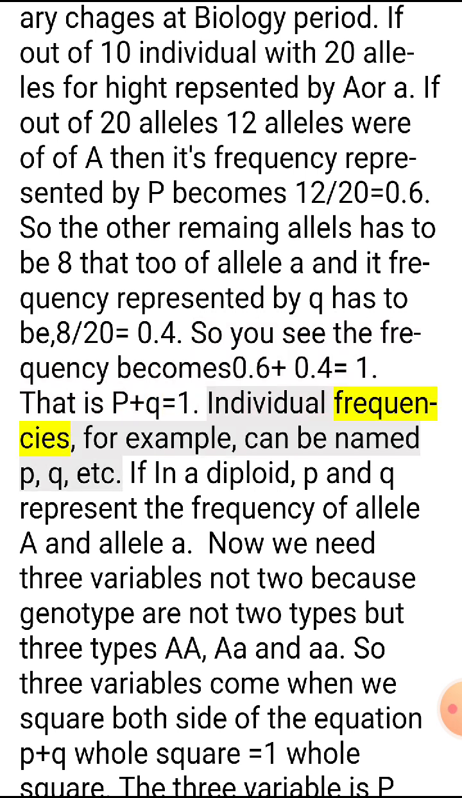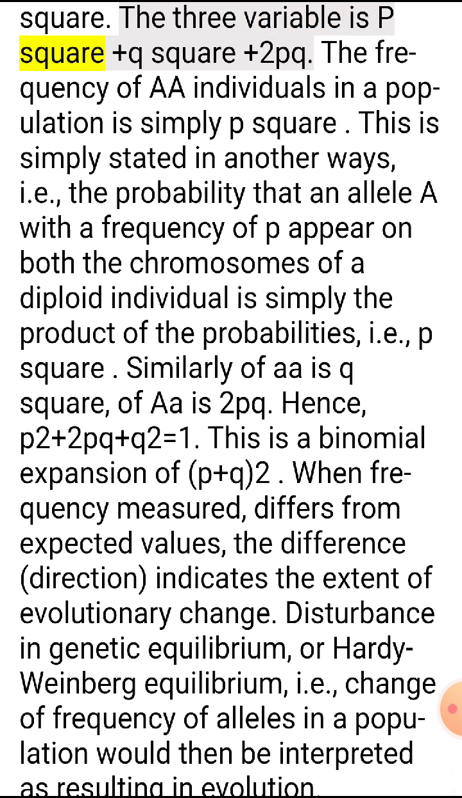Individual frequencies, for example, can be named p, q, etc. In a diploid, p and q represent the frequency of allele A and allele a. Now we need 3 variables, not 2, because genotypes are not 2 types but 3 types: AA, Aa and aa. So 3 variables come when we square both sides of the equation. (p plus q) whole square equals 1 whole square. The 3 variables are p square plus q square plus 2pq.